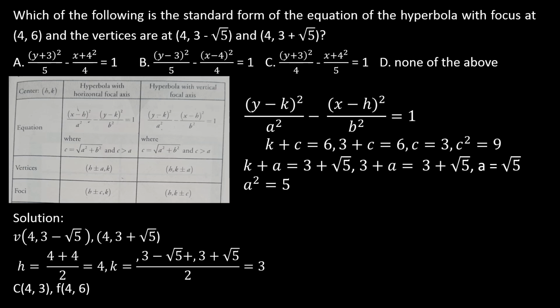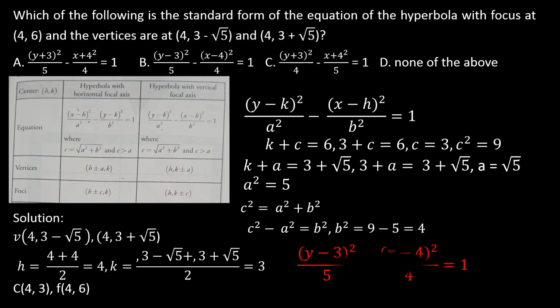At this time, because we already have the values of c squared and a squared, we can find b squared using the formula c squared equals a squared plus b squared. Replacing c squared with 9 and a squared with 5, we have b squared equal to 4. Then, from that, we have y minus 3 to the power of 2 over 5 minus the quantity of x minus 4 to the power of 2 over 4 equals 1. So obviously, the answer is letter B in this problem.